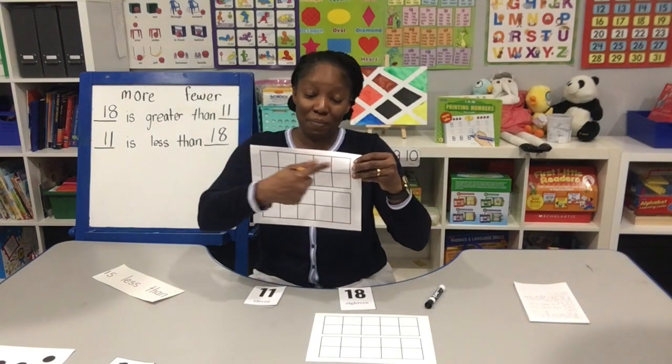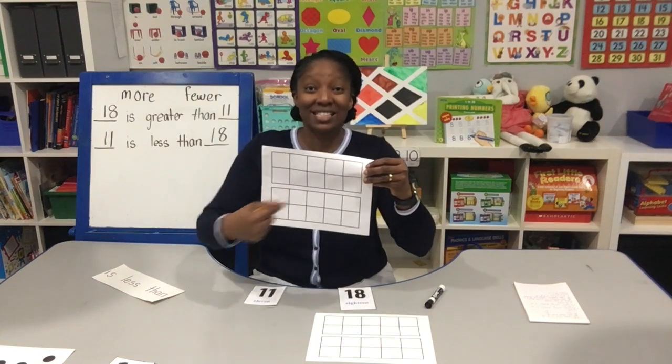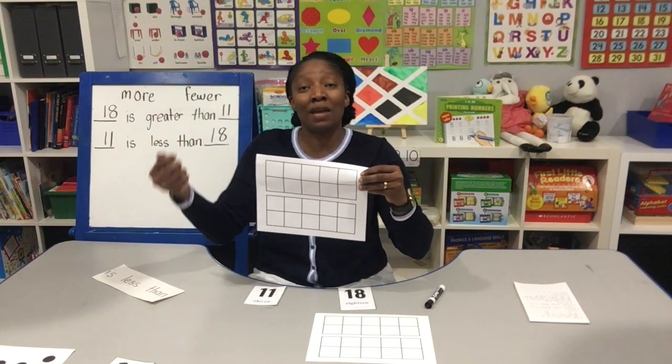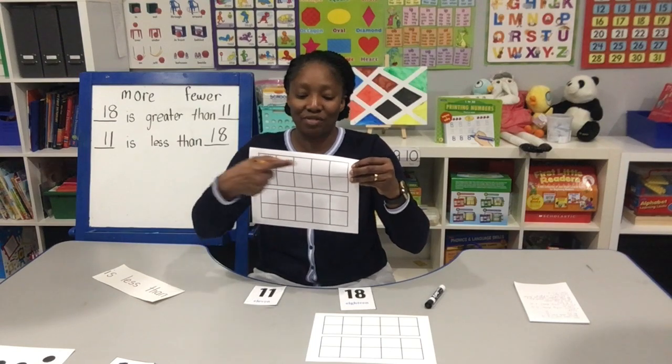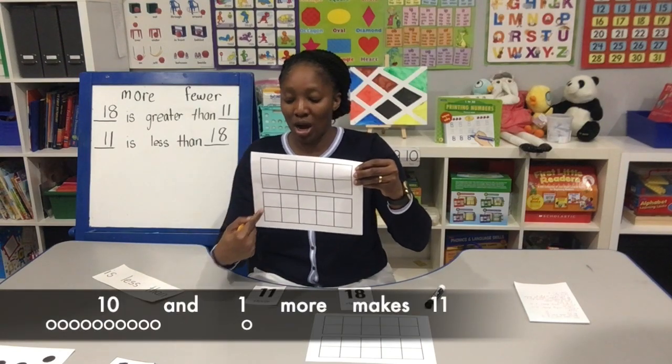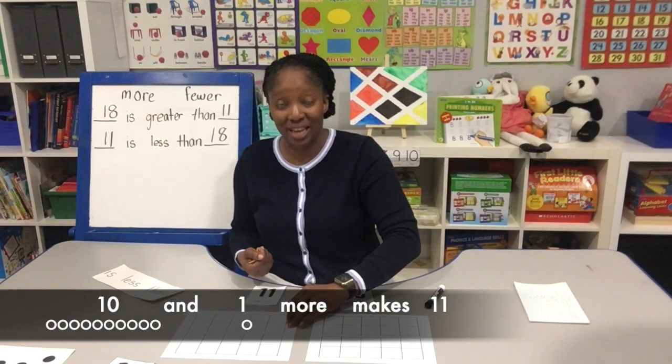So when I fill up the top, that makes 10. And how many more do we need for 11? One more. So I would have 10 and one more to make 11. Let's see if that's correct.